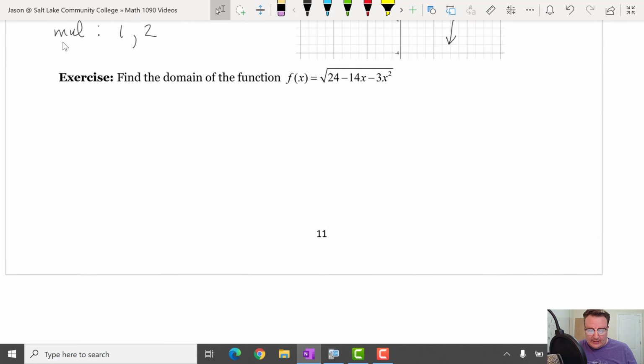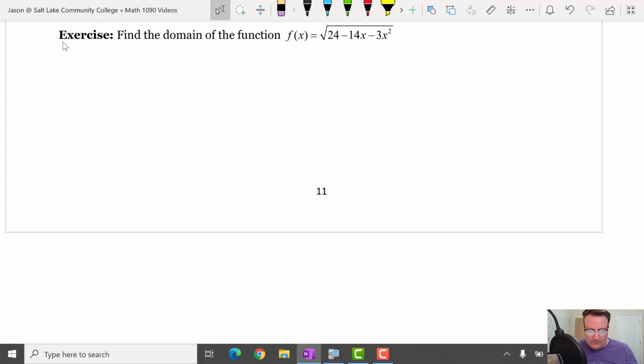Okay, last exercise in this section. Find the domain of the function f of x is equal to the square root of 24 minus 14x minus 3x squared. So this is not a polynomial function, but the argument to the square root function is a polynomial function. And recall that the domain of any even root function, and this is a square root and hence an even root, is all numbers greater than or equal to 0.